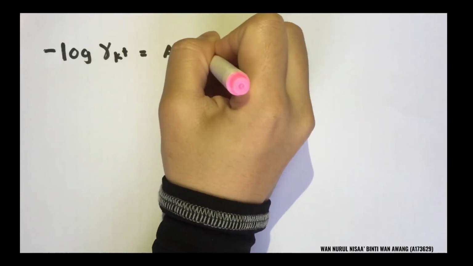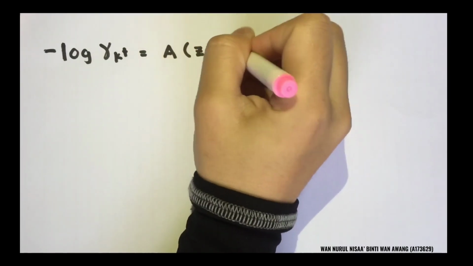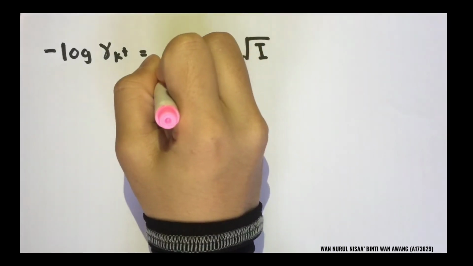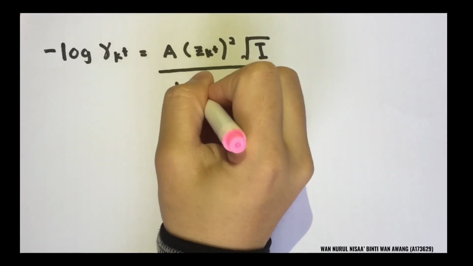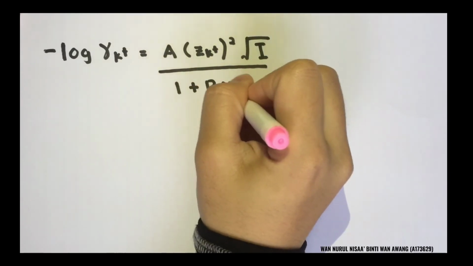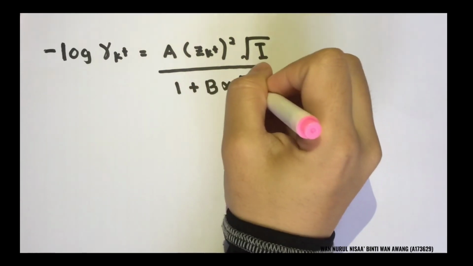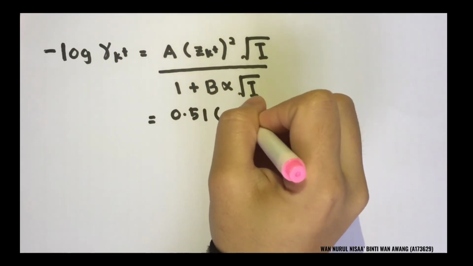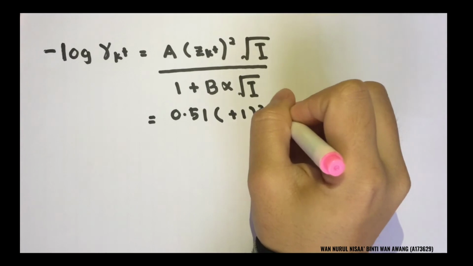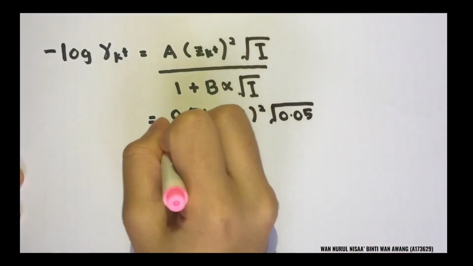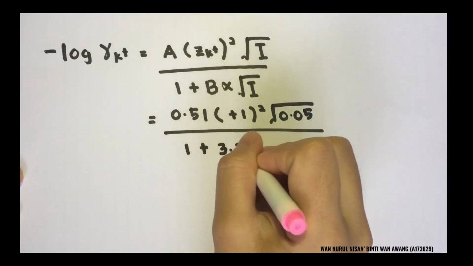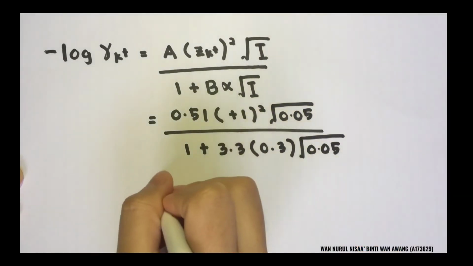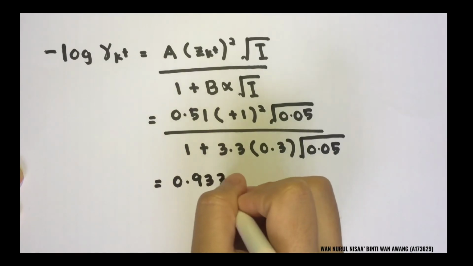Negative log gamma K plus equals A times charge squared times square root of ionic strength, divided by 1 plus B times alpha times square root of ionic strength. Substitute the values and we get the value of gamma K plus equals 0.865 or 0.81.